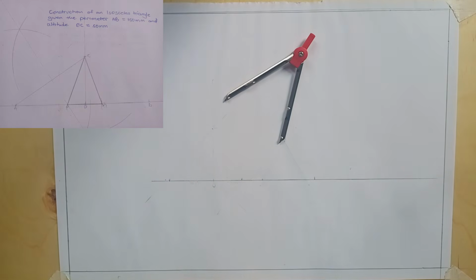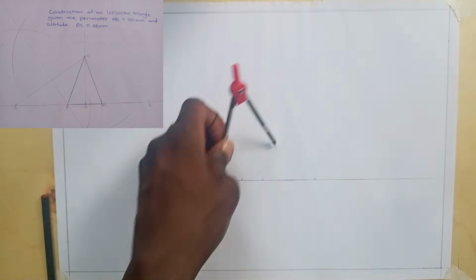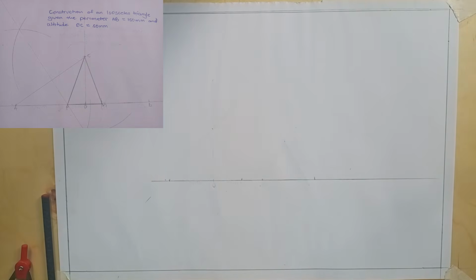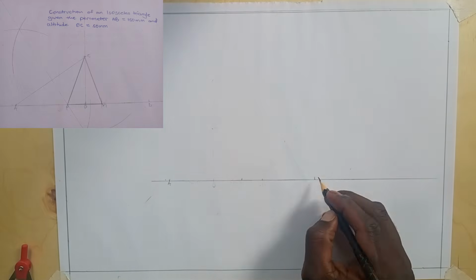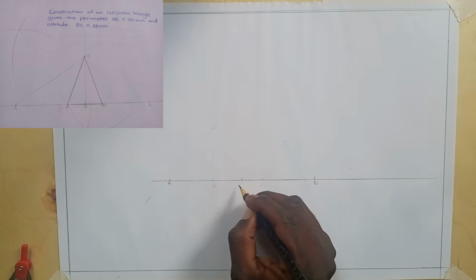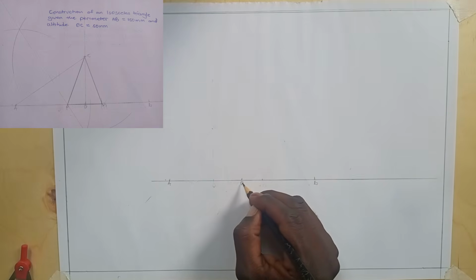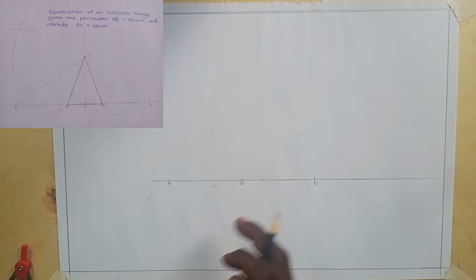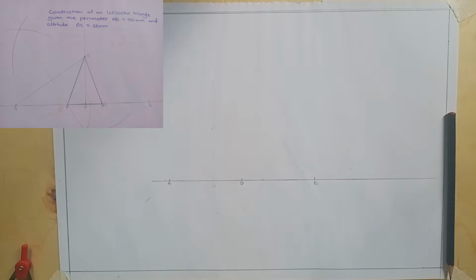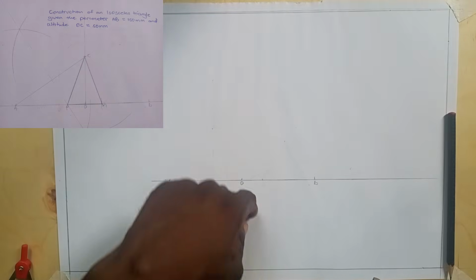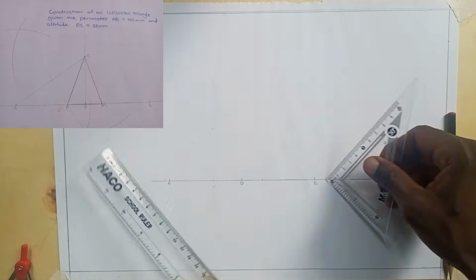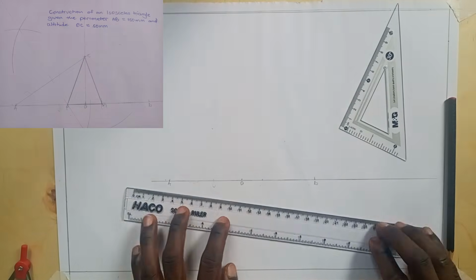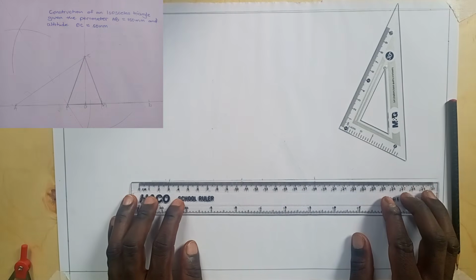So when you're done, we have point A, point B, and point O, which is the midpoint of line AB. So at O, we are going to raise a perpendicular, which will be the altitude of the triangle.